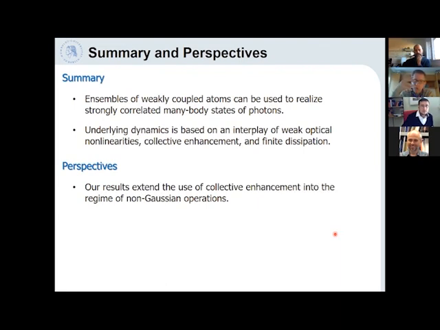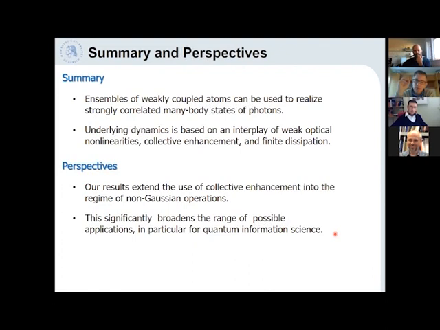Where can all this lead to? So, of course, in atomic physics, one knows that a weak coupling can be collectively enhanced, right? So this is used in cavity quantum electrodynamics by coupling an ensemble of atoms to a cavity. But here, to our knowledge, this is the first time that a collective enhancement was used to actually enhance a non-Gaussian operation, where you transform the laser light into such a non-Gaussian state, which is anti-bunched light. Okay, and we think that this significantly broadens the possible applications of our scheme.